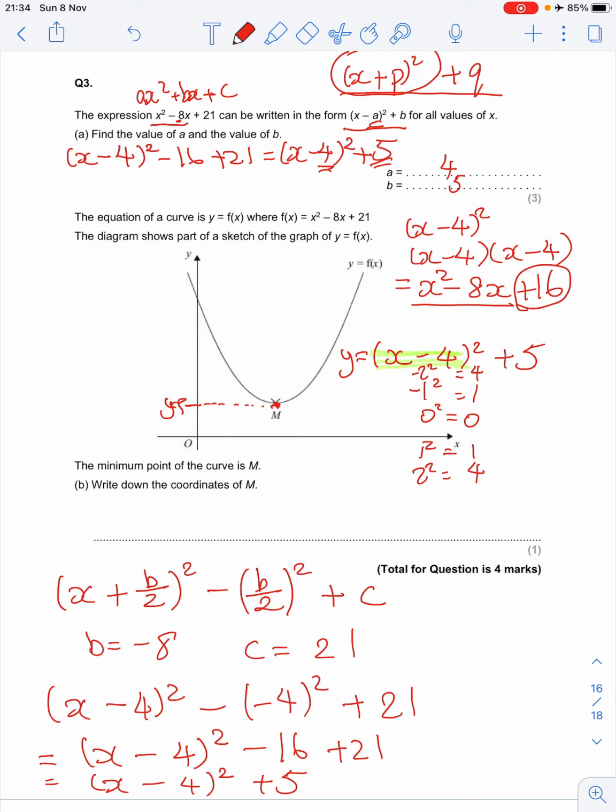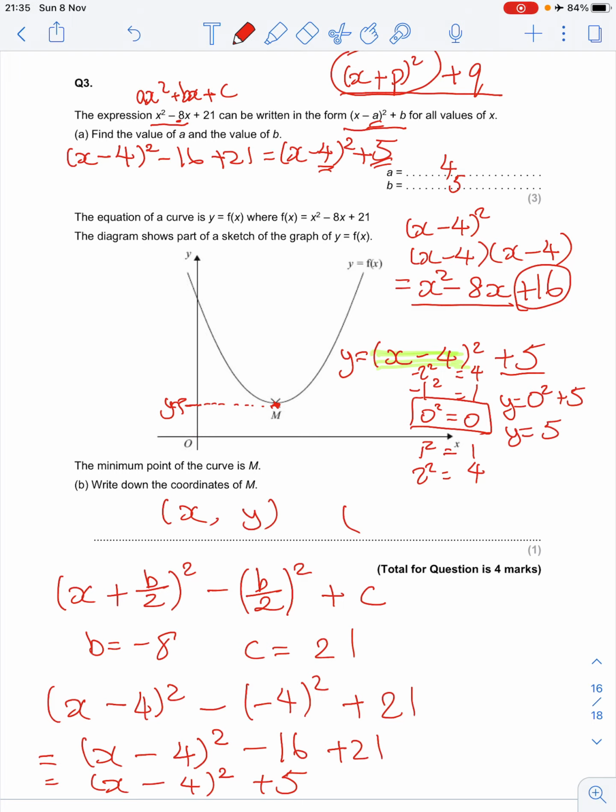But if we have the squared term here, that means if anything in here is negative or positive, it's always going to make y greater. Therefore, we need to make this part 0 to give us the minimum value. So for the smallest possible value, remember, coordinates are written as x, y. Therefore, the minimum value of y must be 5, because if x minus 4 equals 0, squared, we have y equals 0 squared plus 5, so y must equal 5.